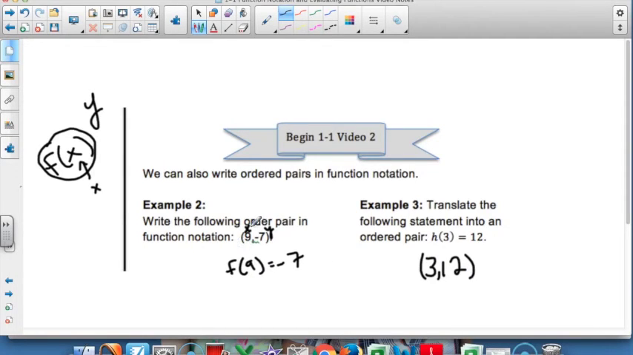Okay, if you're trying to take an ordered pair and write it as function notation, your x goes in the parentheses, your y is what the f of x equals, so that's on the other side of the equal sign. If it's already in function notation and you're writing it as an ordered pair, then your x is the first one, that's in parentheses. Your y is what this whole thing is equal to.